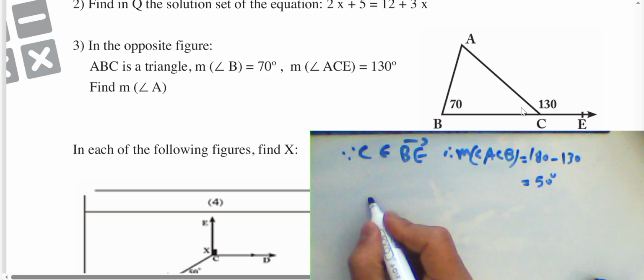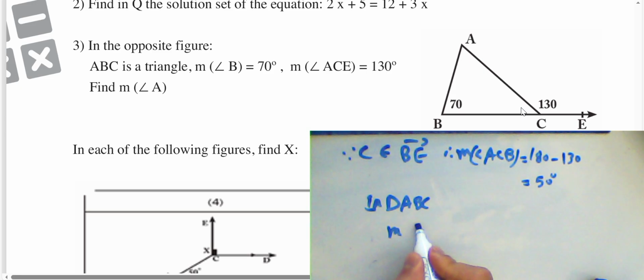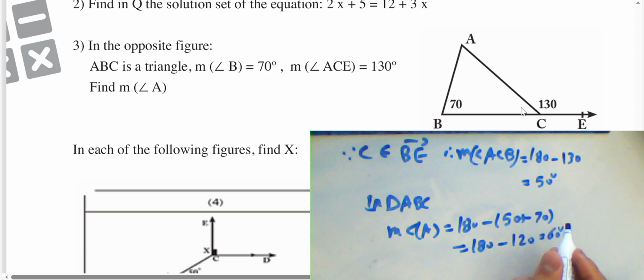Then in triangle ABC, we can find the measure of angle A equal to 180 minus the sum of 50 and 70. The result will be 180 - 120 = 60 degrees.